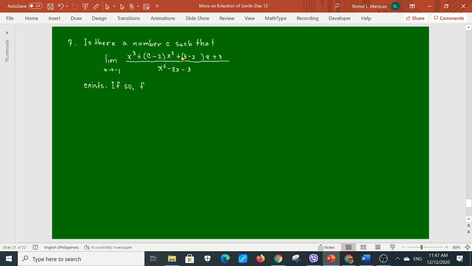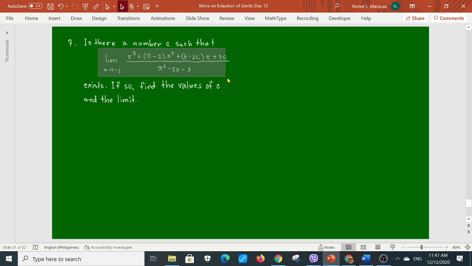C minus 2, 2C, 3C. If so, find the values of C and the limit.